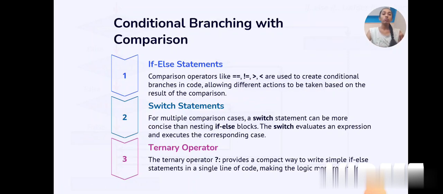The second one is switch statements. For multiple comparison cases, a switch statement can be more concise than nesting if else blocks. The switch evaluates an expression and executes the corresponding case. Lastly, ternary operator. The ternary operator provides a compact way to write simple if else statements in a single line of code and making the logic more readable.